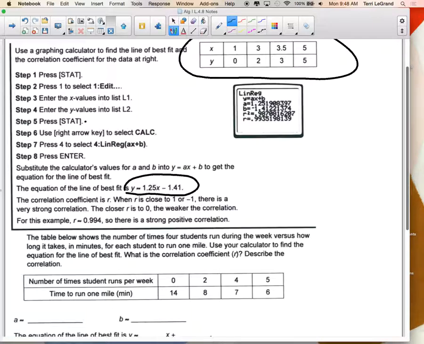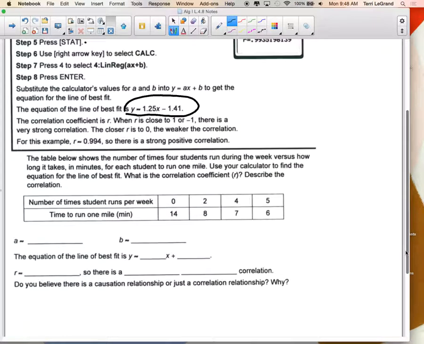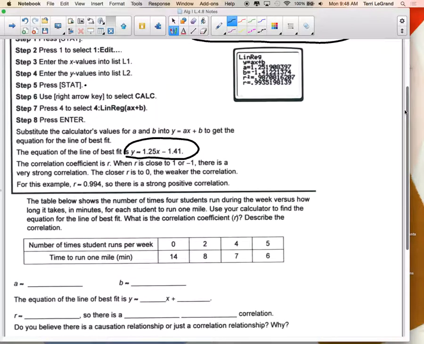And they say the correlation coefficient is R. When R is close to 1 or -1, we already talked about that, that's very strong correlation. The closer the R is to 0, the weaker the correlation. So does this one have strong correlation or not? Yeah. What's the R value? 0.99. If we round it, we're going to round that to the nearest 100th also.